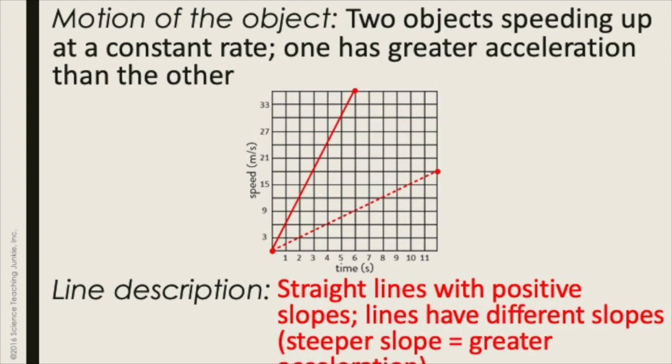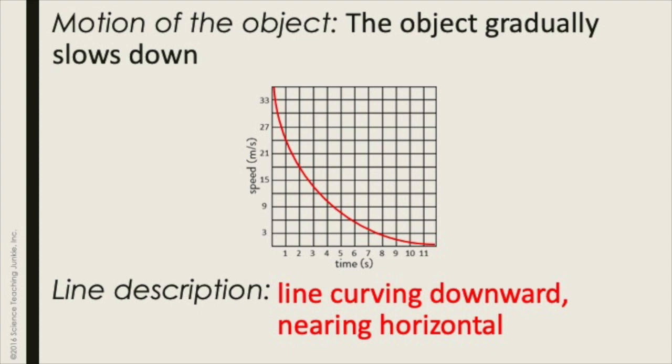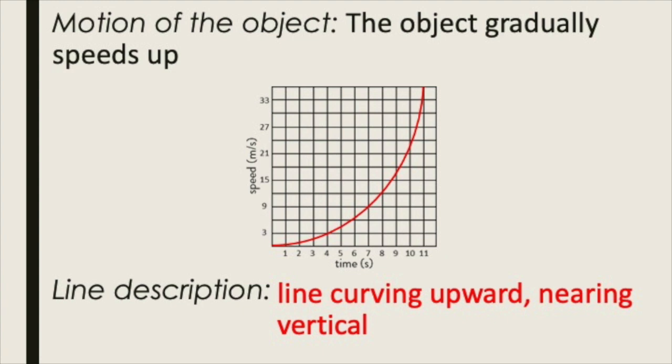For this one, we have two objects speeding up at a constant rate. One has a greater acceleration than the other. Straight lines with positive slopes. Lines have different slopes. The steeper slope means greater acceleration. Then here we have an object that is gradually slowing down. The line is going to curve downward until it is nearly horizontal. And here we have an object that gradually speeds up with the line curving upward, nearing vertical.